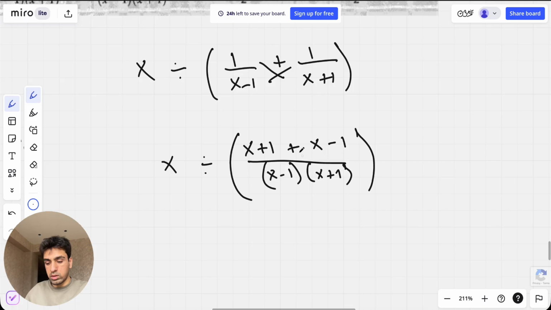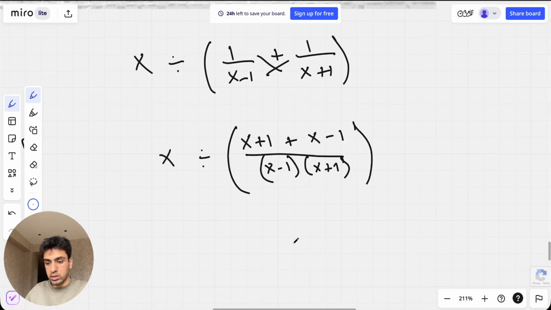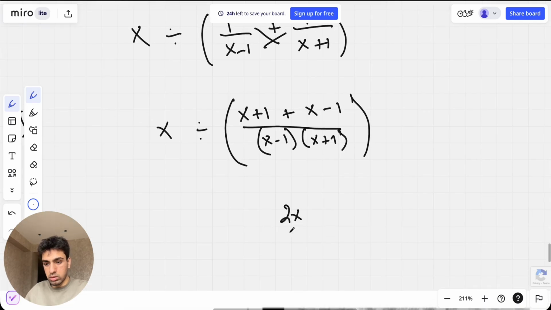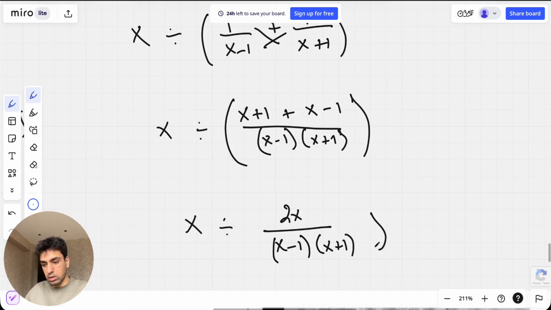And then we can further simplify this. So x plus x is 2x, and 1 minus 1 is 0. So that cancels out. Divided by x minus 1 and x plus 1. And then x divided by this. Now because it's being divided by this, we can flip their places. We can change their places.